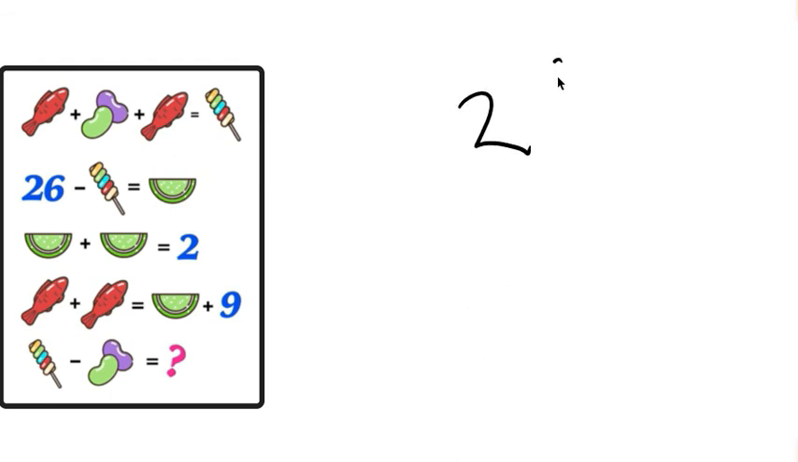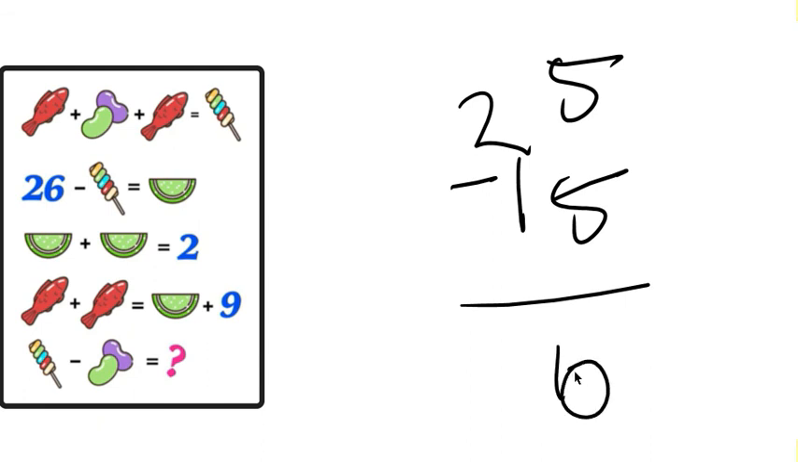So the last equation asks us the value of the lollipop minus the value of the beans. So it is 25 minus 15. So we will get the answer as 10. And that's the answer for this question. So if you got it right, again clap for yourself.